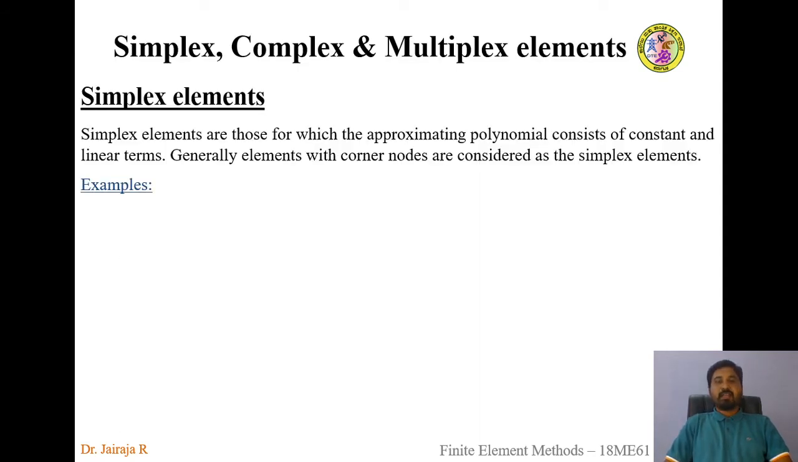There are three different types of elements: simplex elements, complex elements and multiplex elements. Simplex elements are those for which the approximating polynomial consists of constant and linear terms. Generally, elements with corner nodes are considered simplex elements. For example, the 1D two-noded linear bar element. Here this bar consists of two corner nodes, so it can be represented by a linear polynomial, u of x is equal to a naught plus a1x.